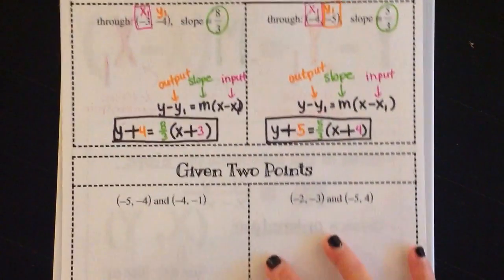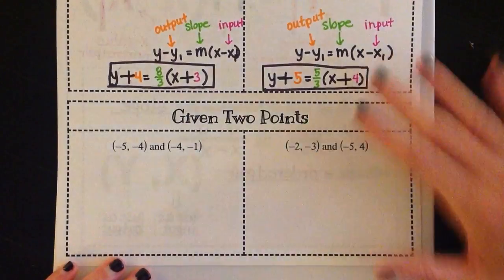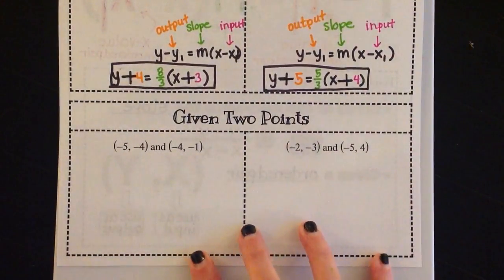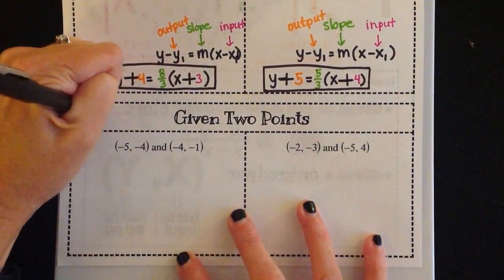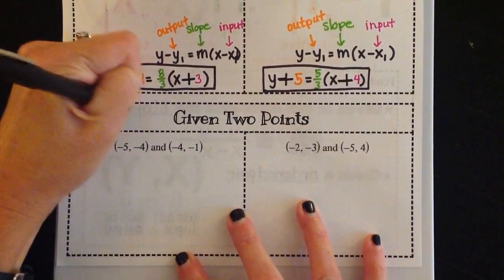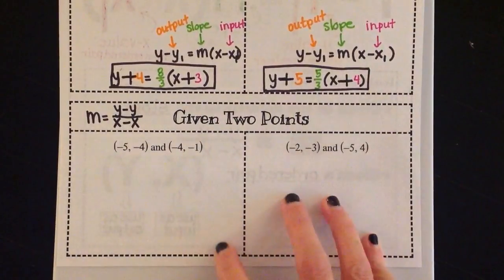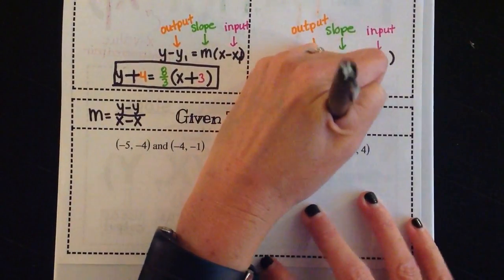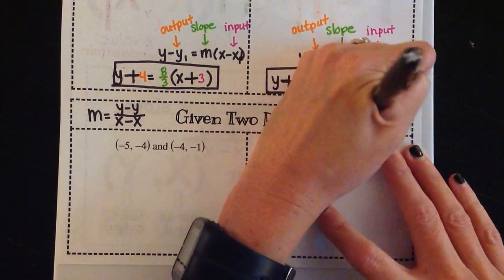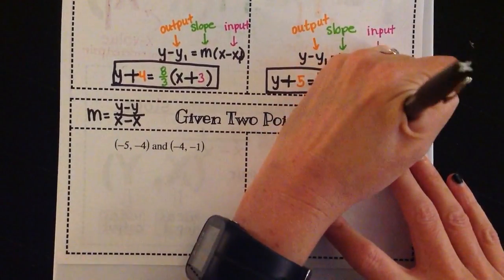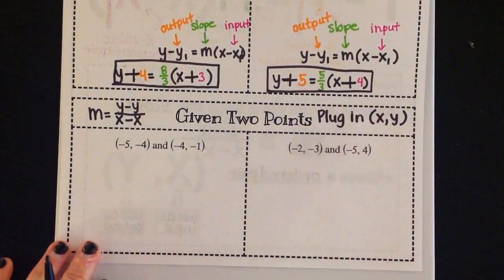Okay, let's look at now, what do I do when I have 2 points? How do I do this? Okay, well, the first thing we're going to need is our slope. So remember that's y minus y over x minus x. And then we're going to plug in a point. So we're going to need an x and a y value. Okay, so let's find our slope.